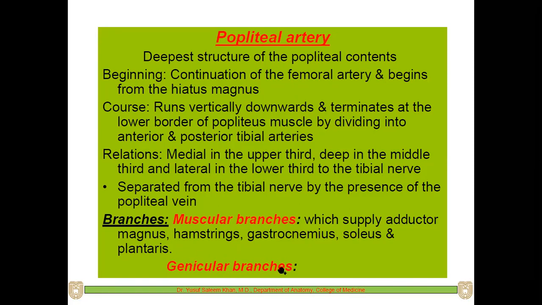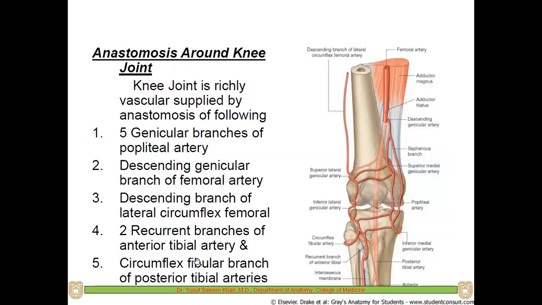Then it will also give genicular branches. Genu means the knee. So if you can see here, the superior medial genicular branch, the inferior lateral genicular branch, and the superior lateral genicular artery. All these are branches coming from the popliteal artery itself. So there is an anastomosis around the knee joint. This is very important, these genicular branches, and we'll study why.